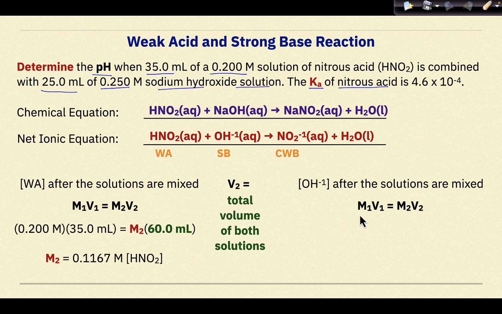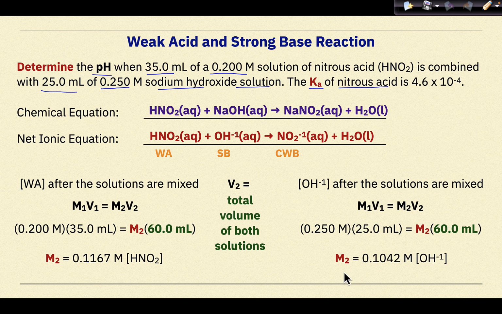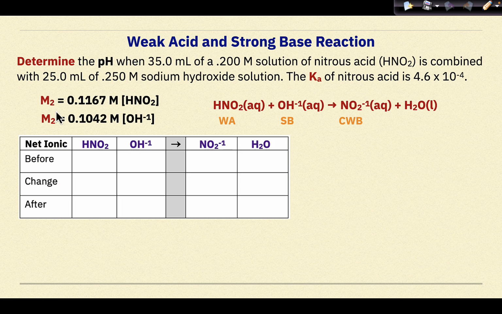Then we're going to solve for the concentration of the hydroxide after the solutions are mixed together. So we'll write our dilution formula, we'll substitute the numbers from the stimulus into the formula, where the concentration of our strong base is 0.250 molar and the volume associated with the base is 25.0 milliliters. We'll complete the calculation solving for M2 and determine M2 to be 0.1042 molar. The next step is to use the calculated molarities of the weak acid and strong base to determine the pH of the solution.